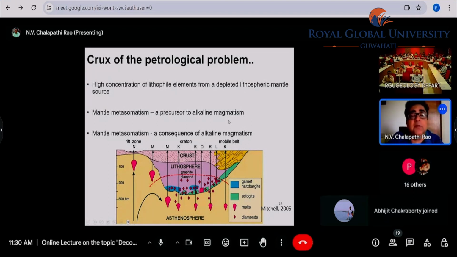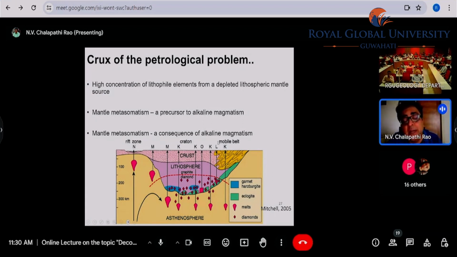But some geoscientists also think that mantle metasomatism is a consequence of alkaline magmas. That is, the formation of alkaline magmas can also lead to mantle metasomatism. So it's like a chicken and egg problem, how you look at it. But the point is, to generate alkaline magmas, you must have mantle metasomatism. Otherwise, you can't explain the abundance of alkalis in the depleted mantle.